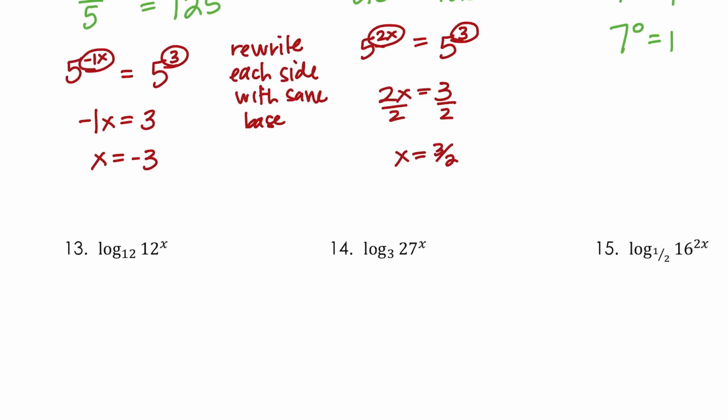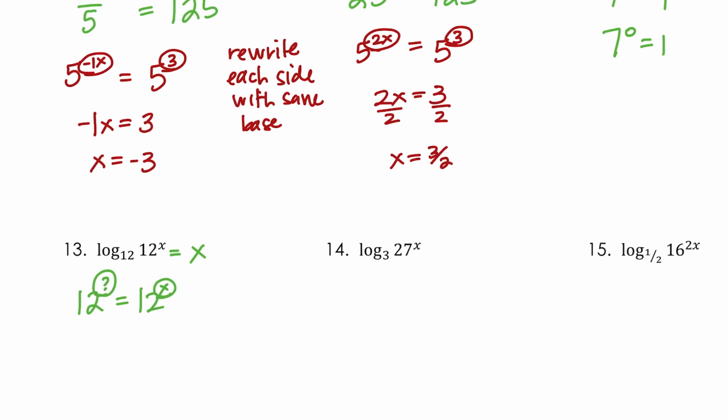Number 13, 12 to what power equals 12 to the x? It says log base 12 of 12 to the x. It has an x in the equation, which is a little bit weird, but that means we'll probably have an x in our answer. So if I have 12 to what power equals 12 to the x, well, we kind of see question mark equals x. Like x is our answer there. The thing that I'm trying to solve for is x.